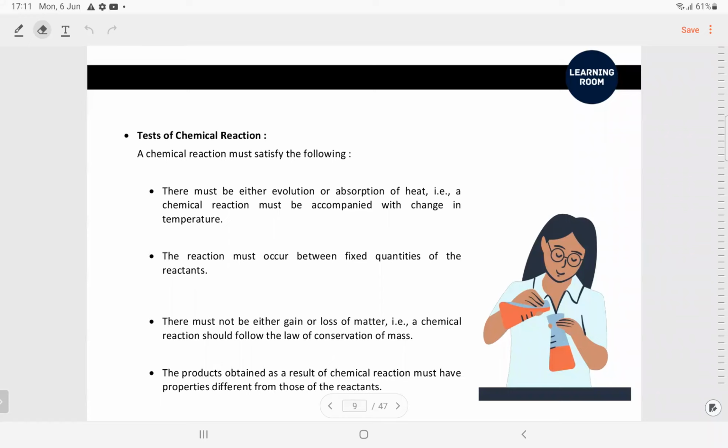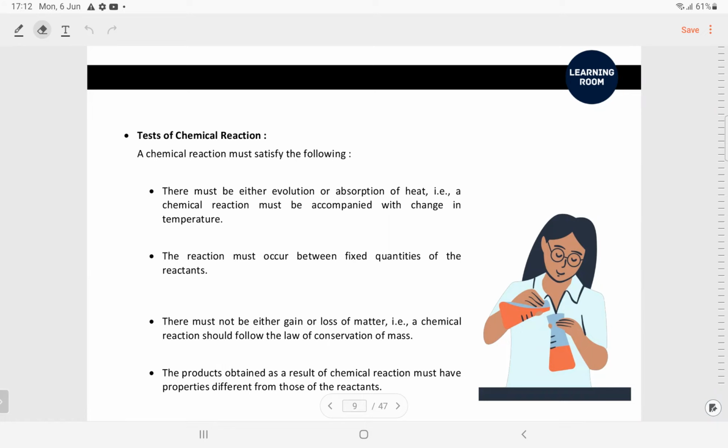Next one is tests for chemical reactions. Starting with chemical reactions, there are 2 reactants. Once the 2 reactants react, what happens? When the reactants are involved in the chemical reaction, there will be absorption of heat, liberation of heat, change in temperature, change in pressure, and the catalyst we add depends upon the condition. Everything is there, that is what they have listed here.